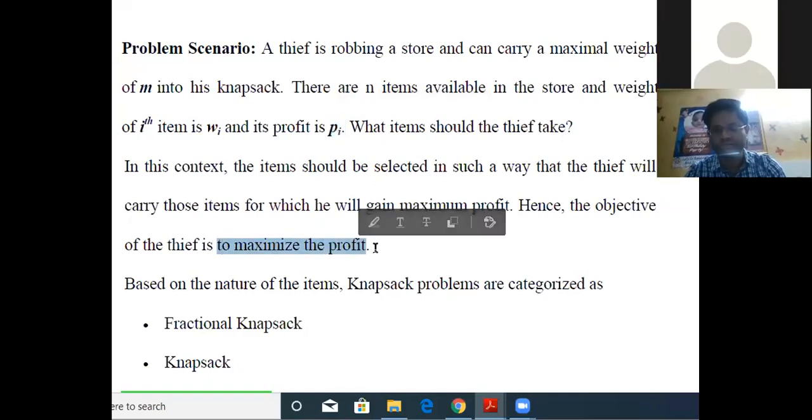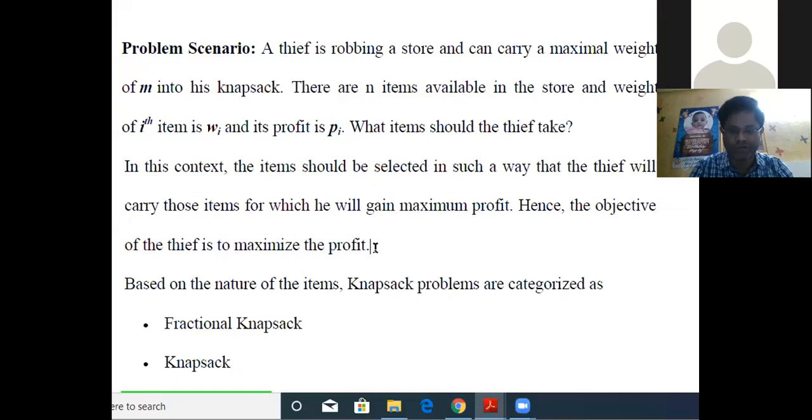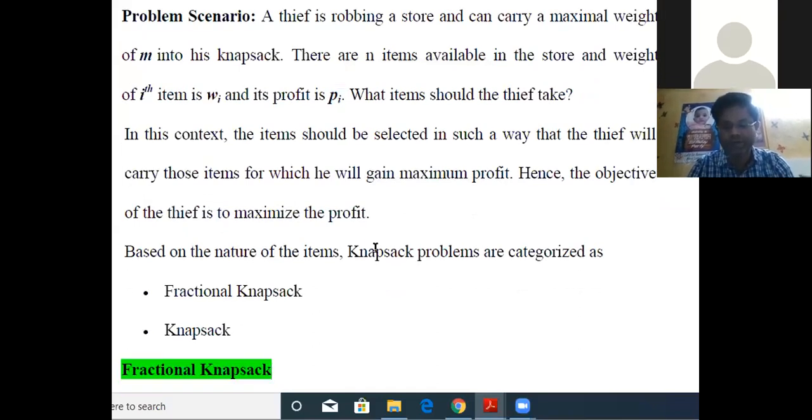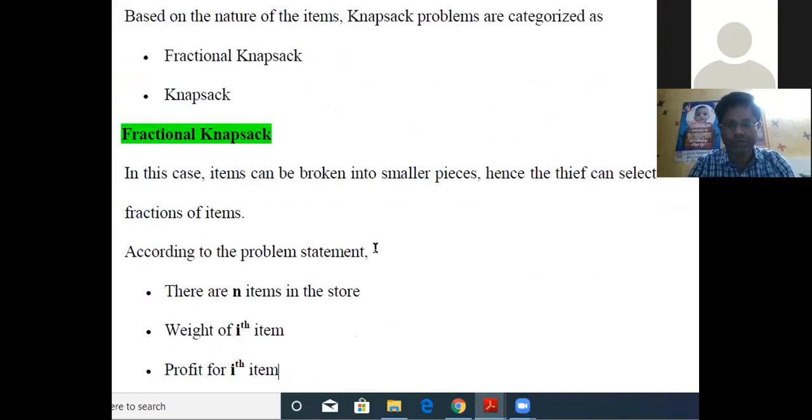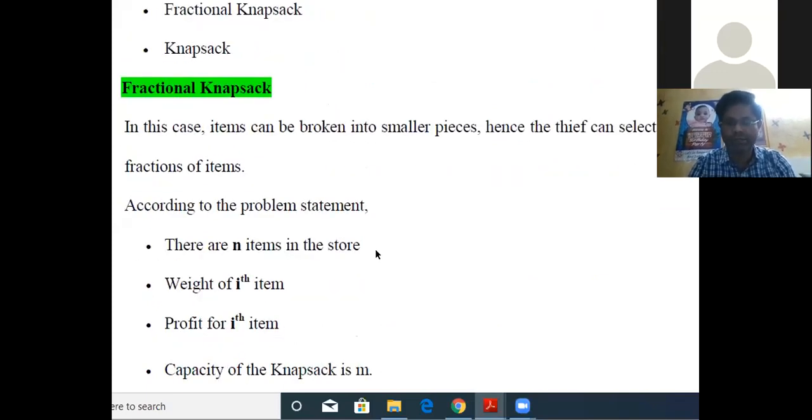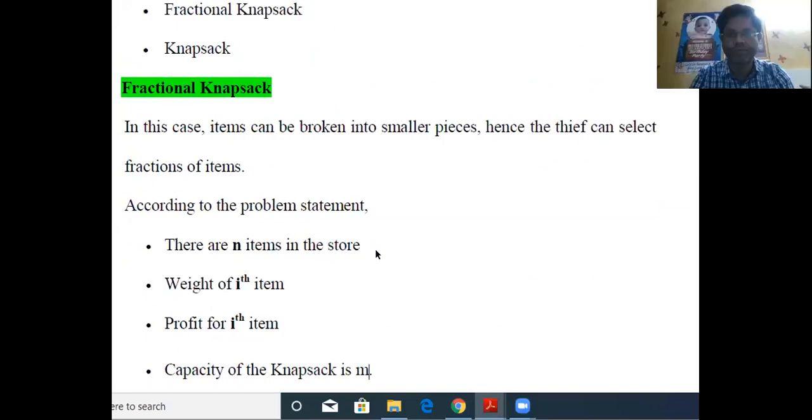So first we have to form the objective function in such a way that it maximizes our profit. Based on the nature of the items, there are two types of knapsack problem. The first one is the fractional knapsack and the second one is the basic knapsack. In greedy algorithms, we will study the fractional knapsack problem. In this case, there are a number of items and we can break those items into smaller pieces, and hence in the given problem, the thief can select a fraction of an item.